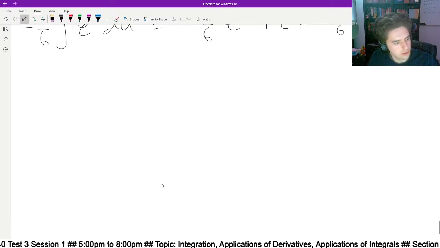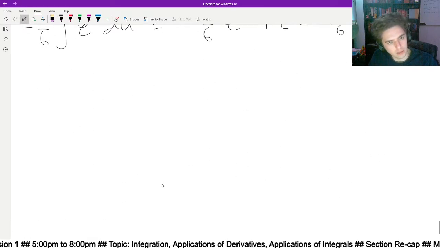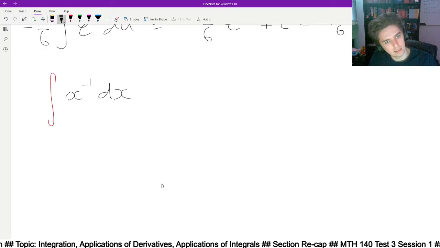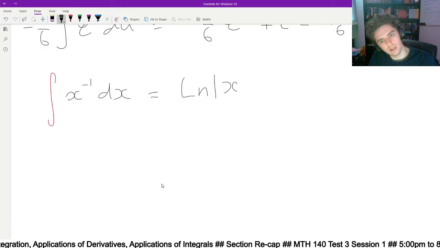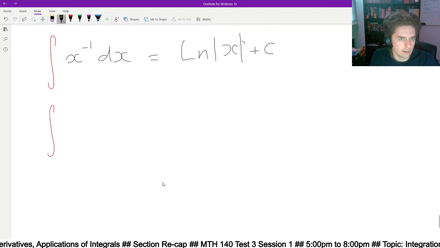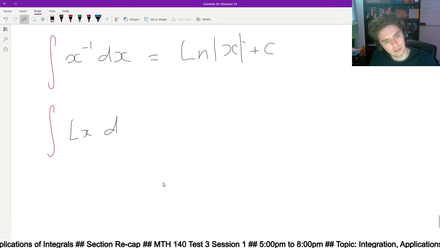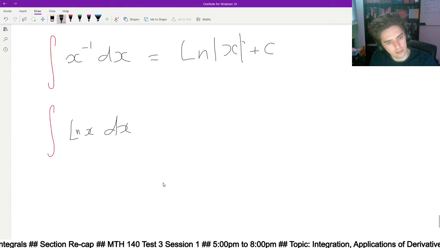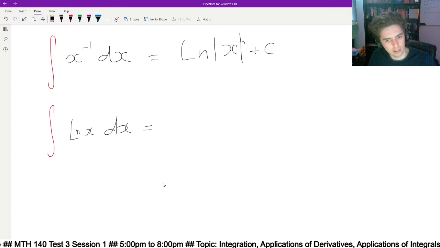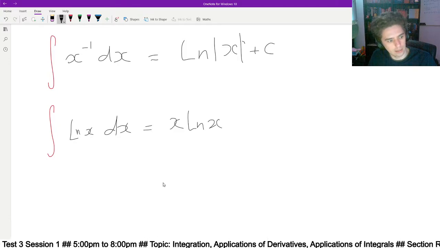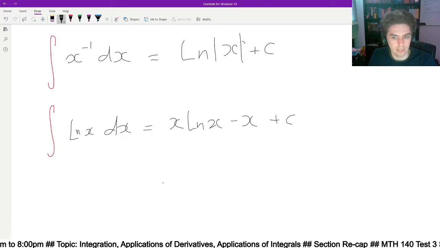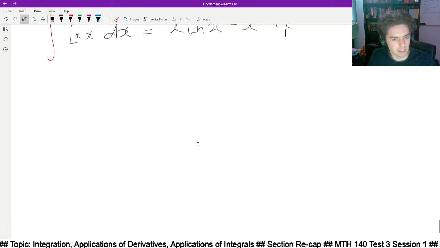The rules for this section, so there are rules for the logarithm functions. I'll just write them down so we have them. The integral of x to the negative 1 dx equals ln of the absolute value of x plus c. Then the integral of ln x dx is equal to x ln x minus x plus c. I can't explain that one to you.